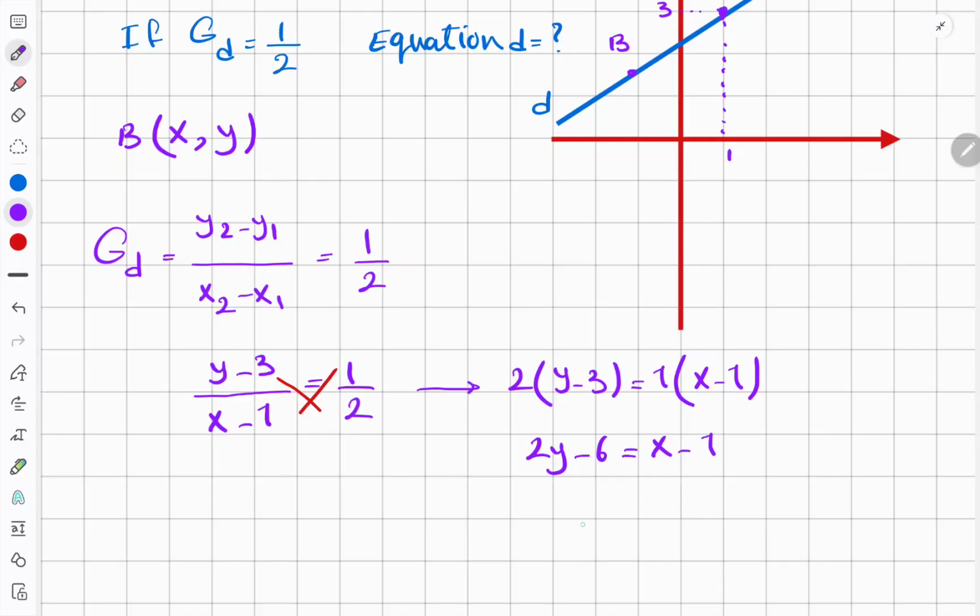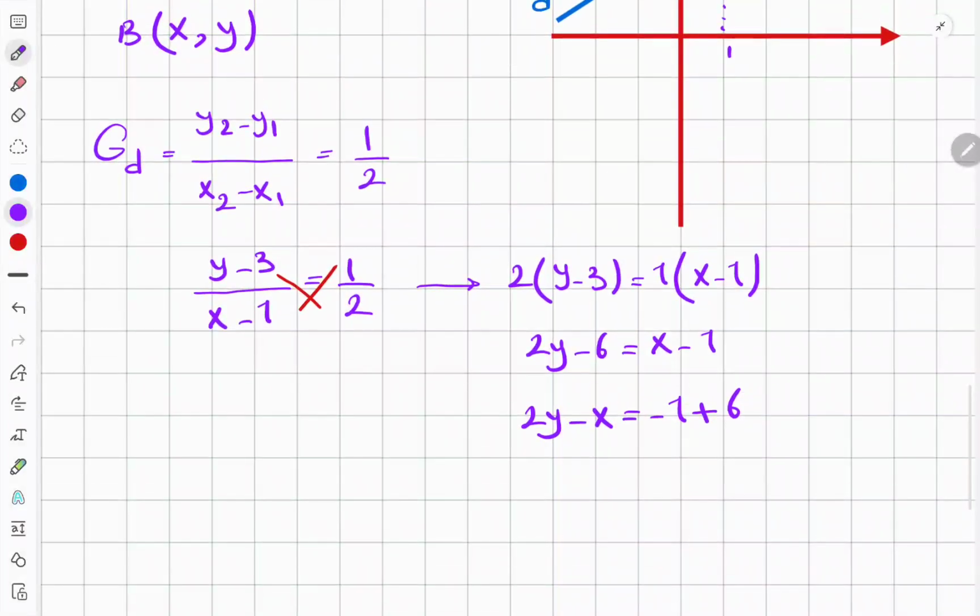And I'm going to write this in general form. So 2y minus x equals -1 plus 6. So 2y minus x is 5. This is the equation of line D.